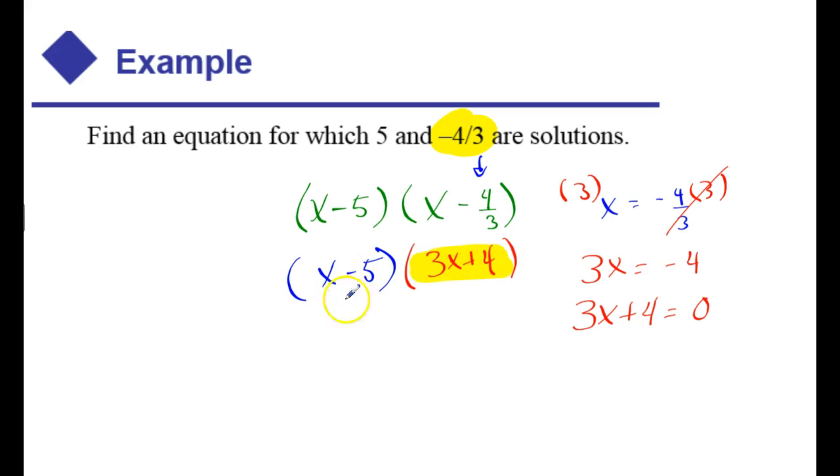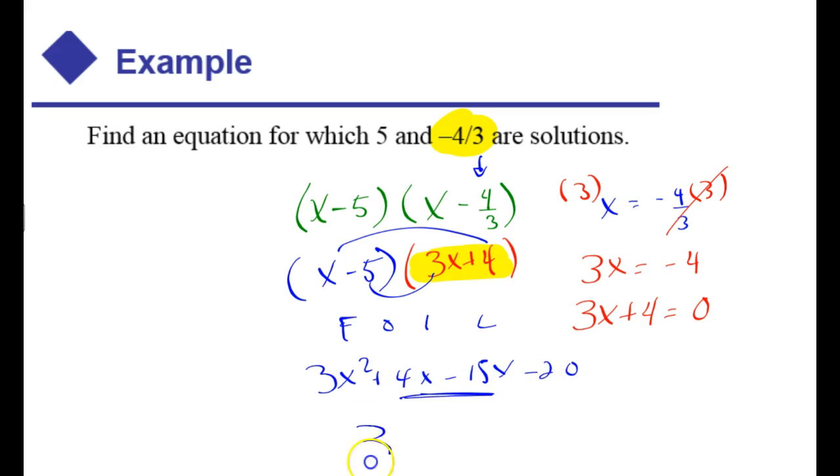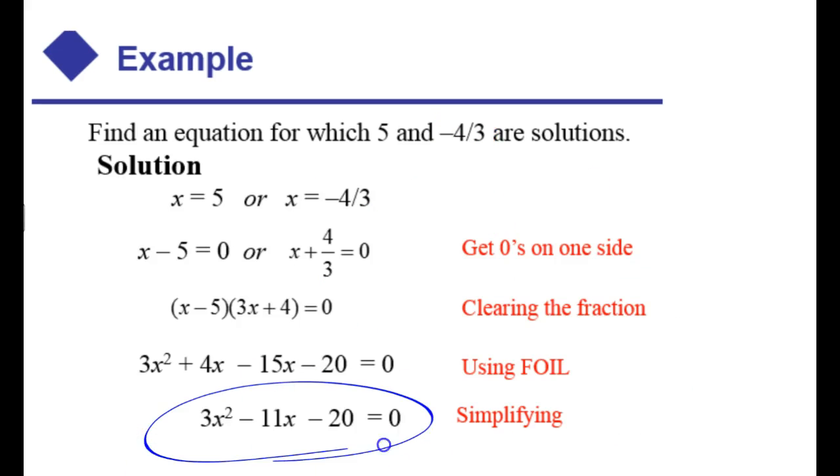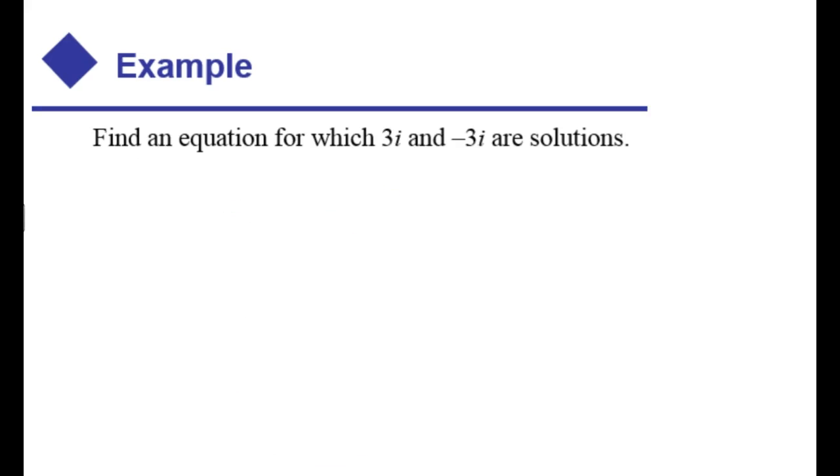So then I'll use the FOIL method: first terms, outer, inner, and last. So 3x squared, the outer is 4x, minus 15x for the inner terms, and then the last is minus 20. Combining, I'll end up with 3x squared minus 11x minus 20. And again, you could graph this for a quick check to see if it really does have intercepts of 5 and negative 4/3. That's easy to check on your graphing calculators.